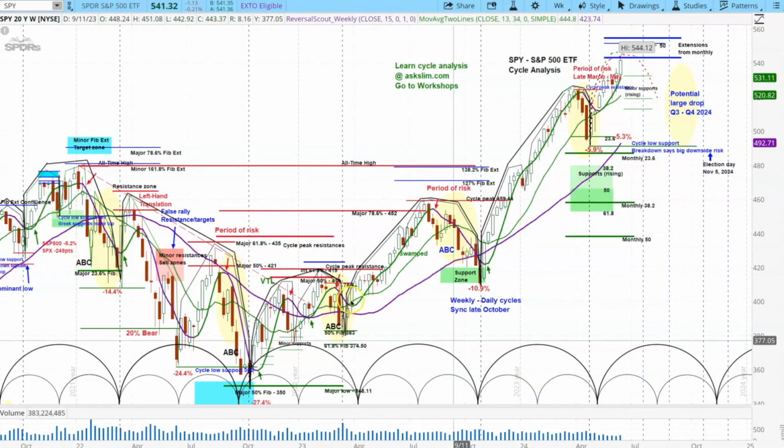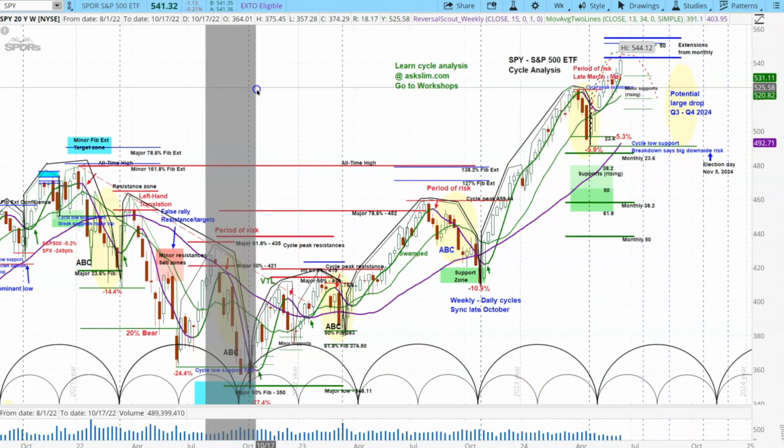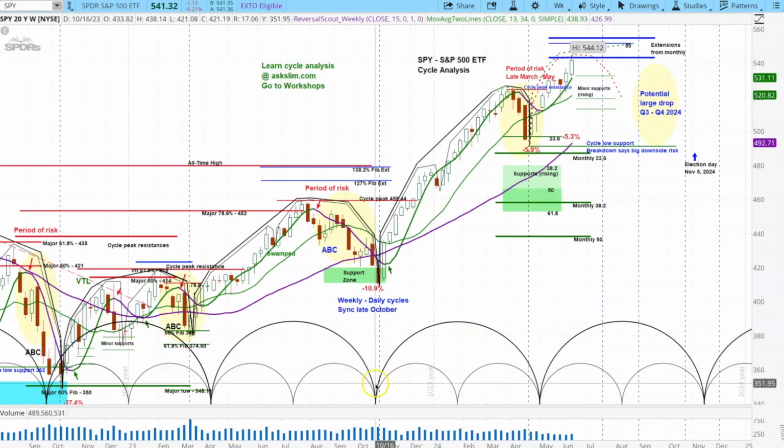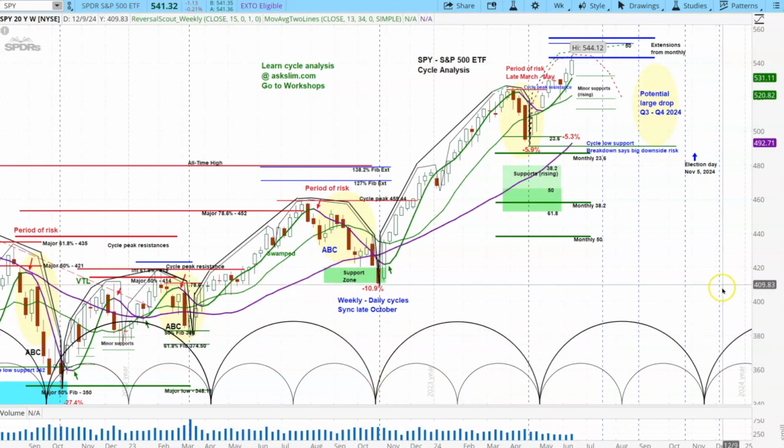This is the S&P 500 cycle analysis, and if you want to learn about cycle analysis, go to our workshop tab, and there's a free video in there. This is the rhythms of the market. This is the heartbeat of the market. It is the periods when money is coming in, or money flows are positive, and the periods when money flows are negative. There's nothing metaphysical about this.